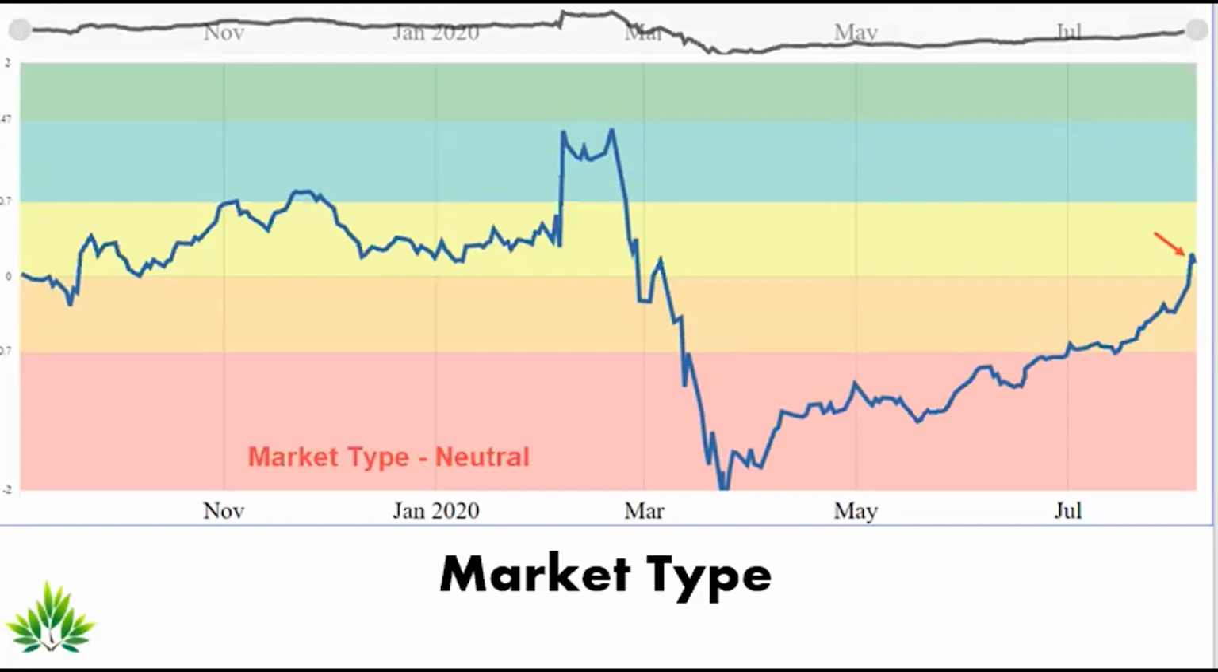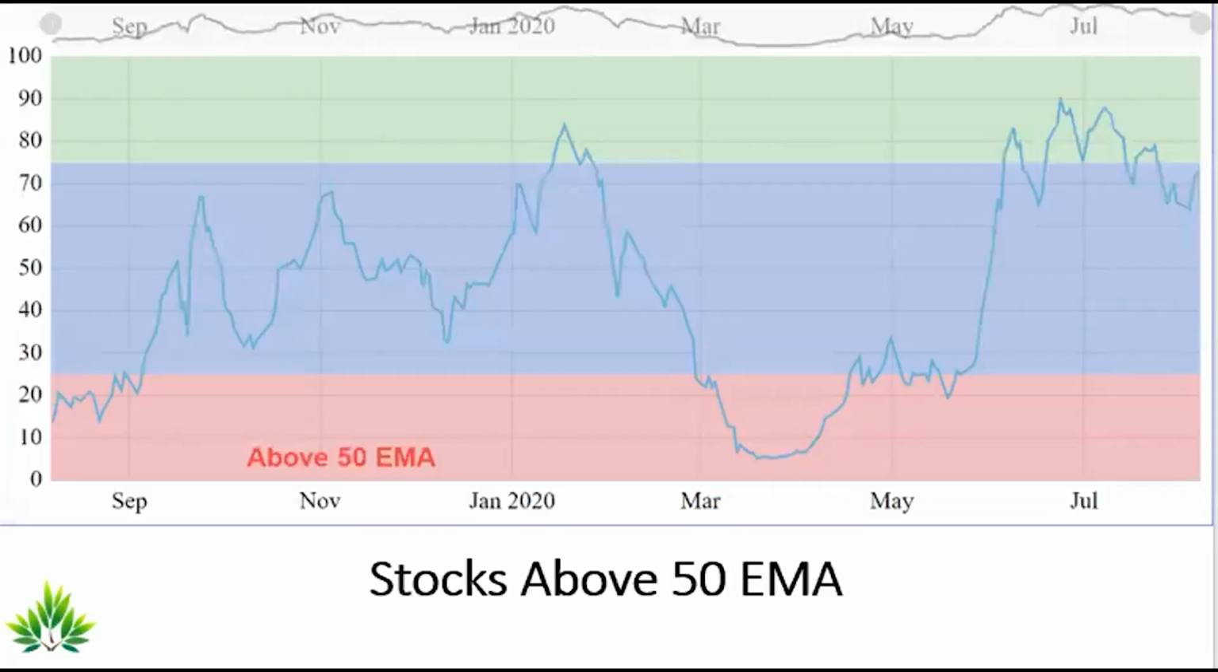Next, we will look at the strength of the stocks. How many stocks are trading above the 50-day moving average? At present, 73% of the stocks in the market are trading above their 50-day moving average. When a major portion of the market is up, it supports a bullish stance.